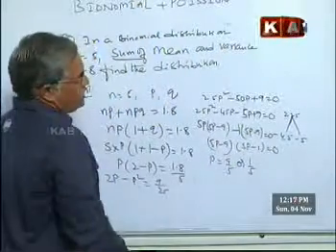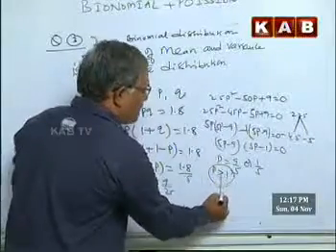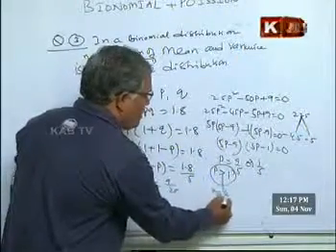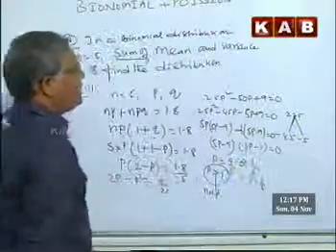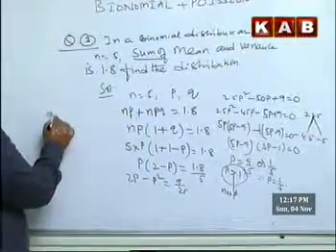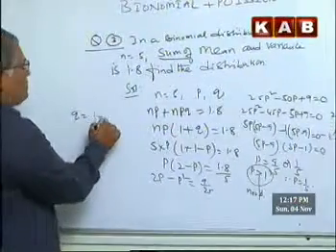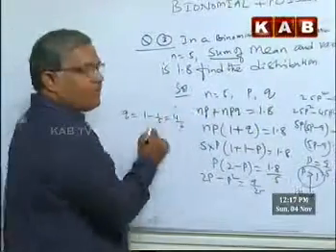Try to understand one thing. P can never be greater than 1. P greater than 1 is not possible. Therefore, P is equal to 1 by 5. If P is equal to 1 by 5, how much is Q? Q is equal to 1 minus 1 by 5, which is equal to 4 by 5.